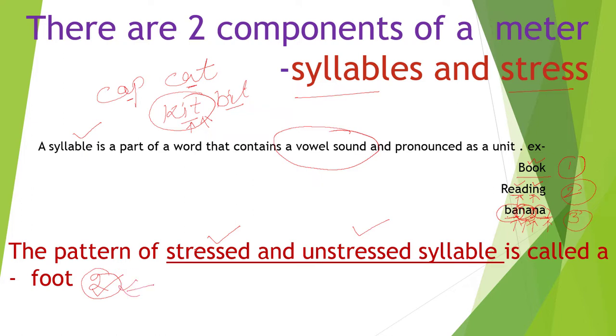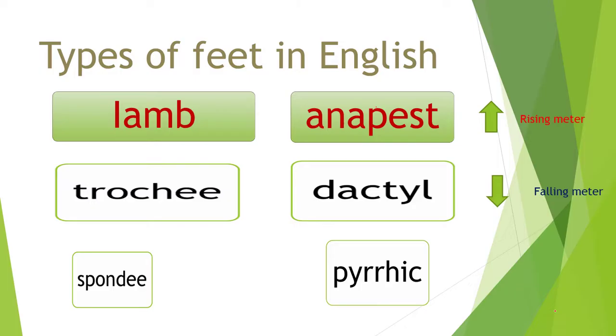So we have discussed meter, syllable, and foot in poetry. In English, there are 6 types of feet. We know that in a foot, we have 2 syllables.